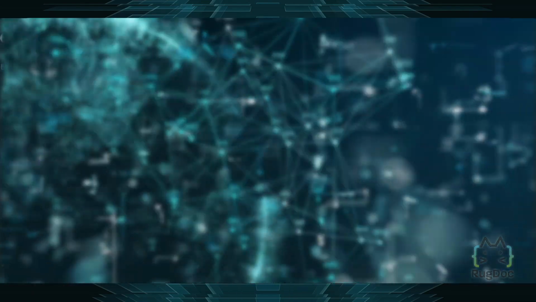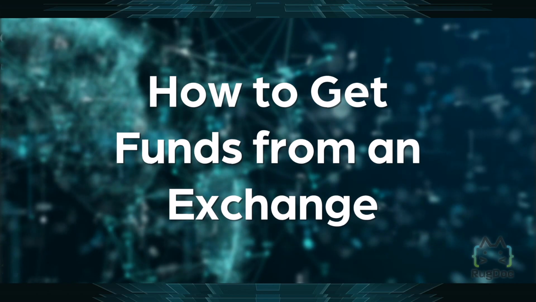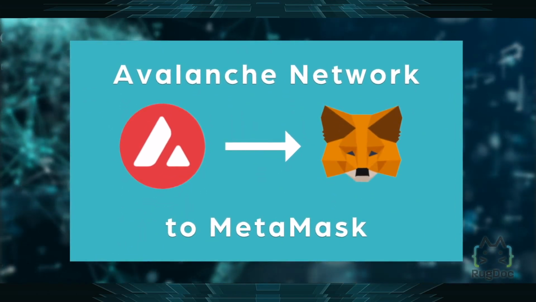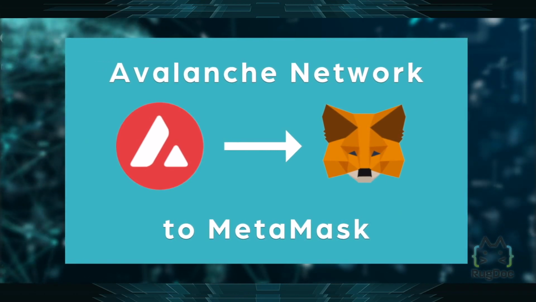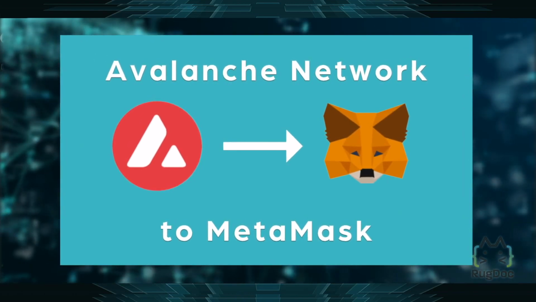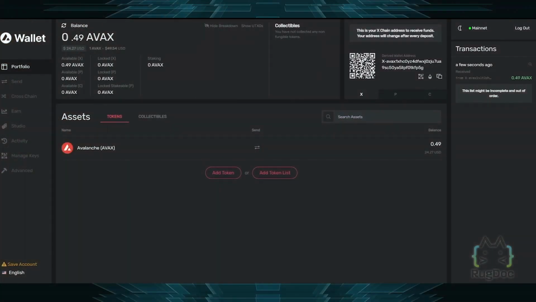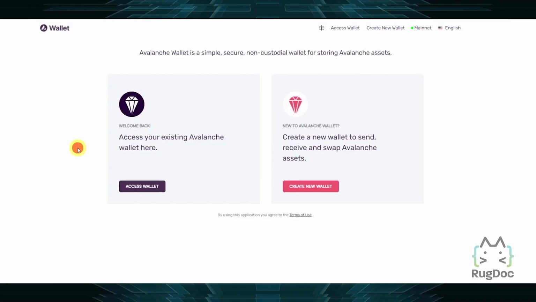Today we're going to go through how to get funds from an exchange into the Avalanche network on MetaMask. It's a little bit of a three-step process. Bear with me, I'm pretty sure you guys can follow through. It's a pretty simple process and it starts off with creating a wallet on the Avalanche website.